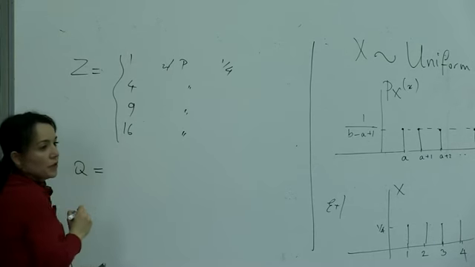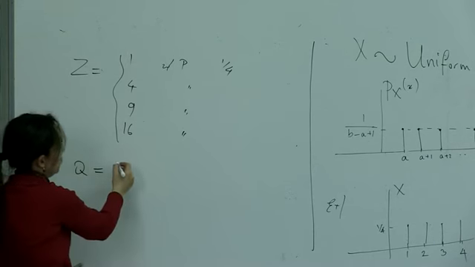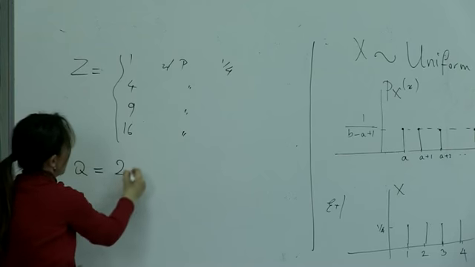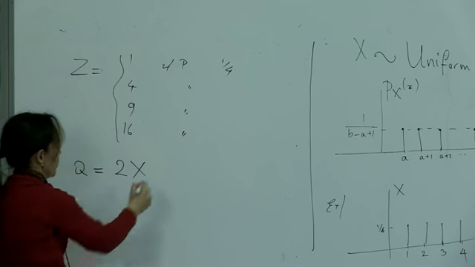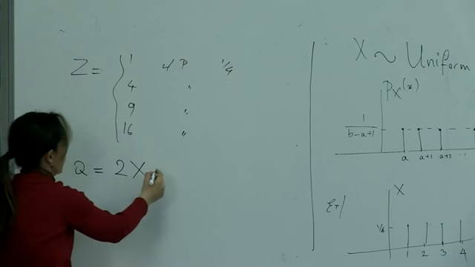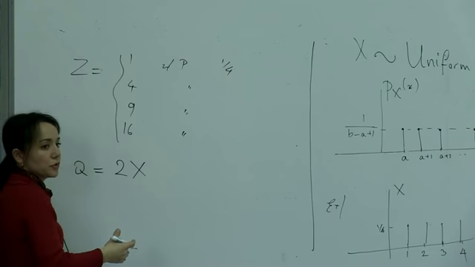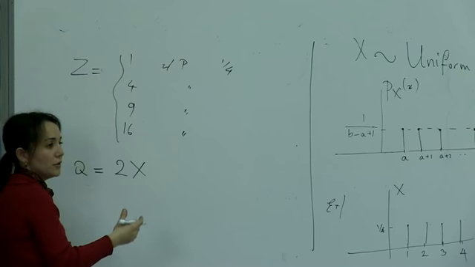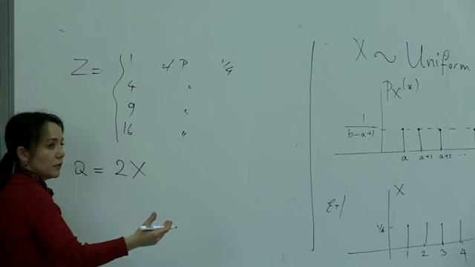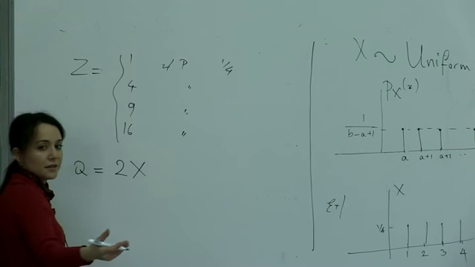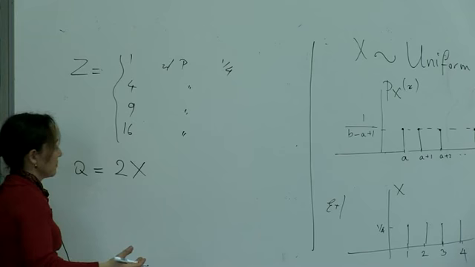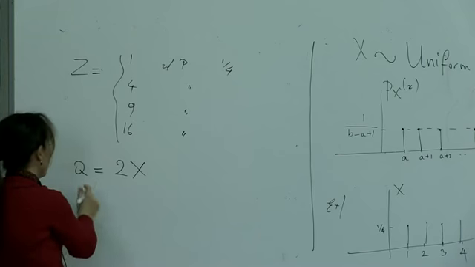How about the following? Q is, let's see, twice the outcome of the die roll. Twice the value of the die roll. So this time, Q takes integer values, right? 2, 4, 6, and 8. Does it have a uniform distribution? No.